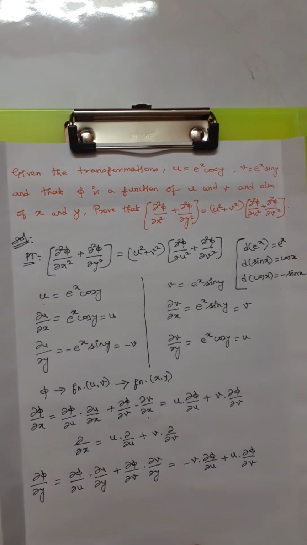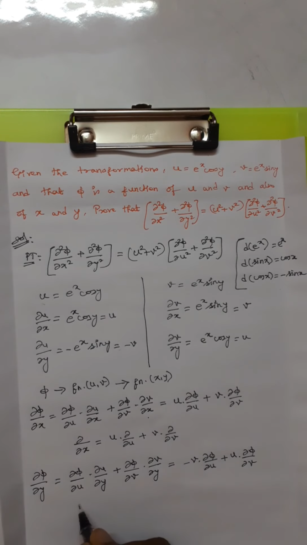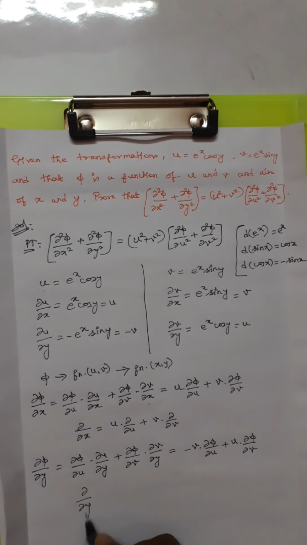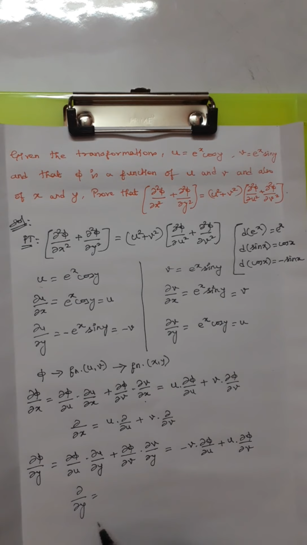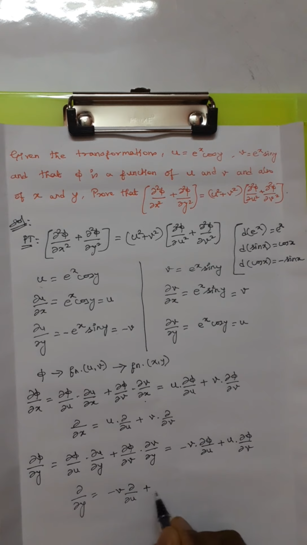Right? Finished. Previously, as we found here, writing the value of dou by dou y. Dou by dou y. Just removing the function phi from both LHS and RHS. So dou by dou y is given by minus v dou by dou u plus u dou by dou v. Right? So far we have found this.